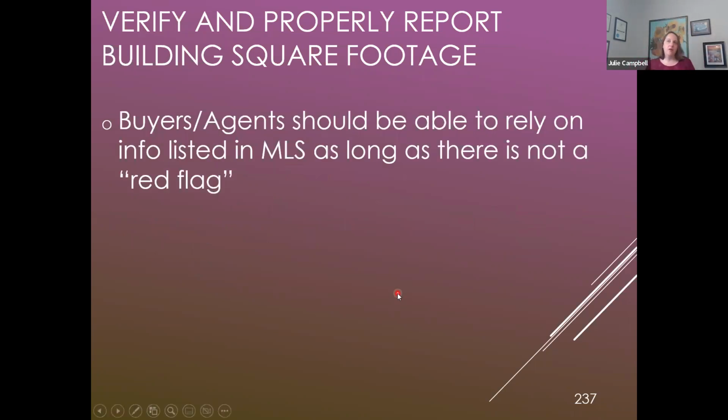For the most part, buyers and their agent should be able to rely on what's listed in MLS. Whatever they tell you in MLS is the square footage, we should be able to believe that, unless your buyer has a red flag go up. If you have any reason to think that this property is not the square footage as advertised, then we have a duty to inspect and learn more about it. Maybe you whip out your measuring tape and measure it yourself real quick. If your buyer looks at you and says, are you sure this is the square footage? That is a red flag to us, and we're going to help them verify that information.